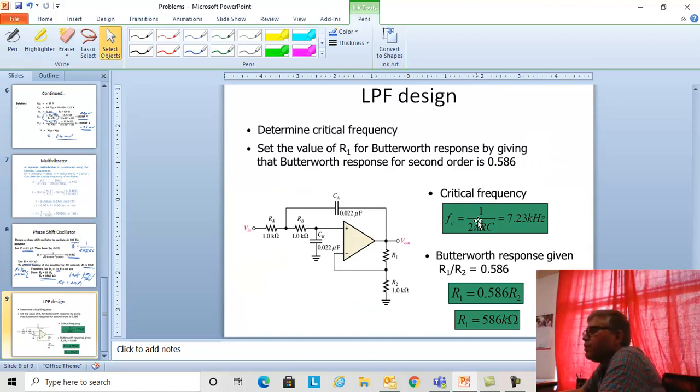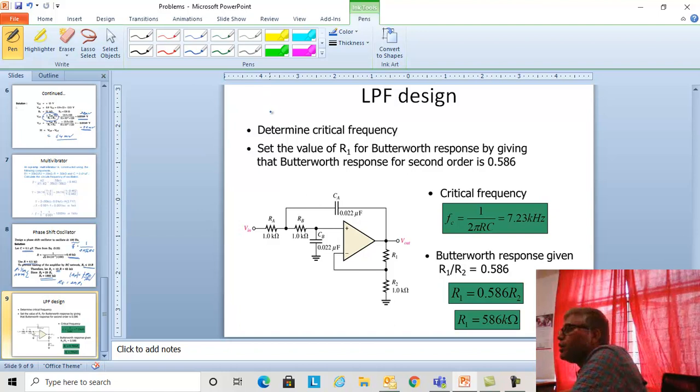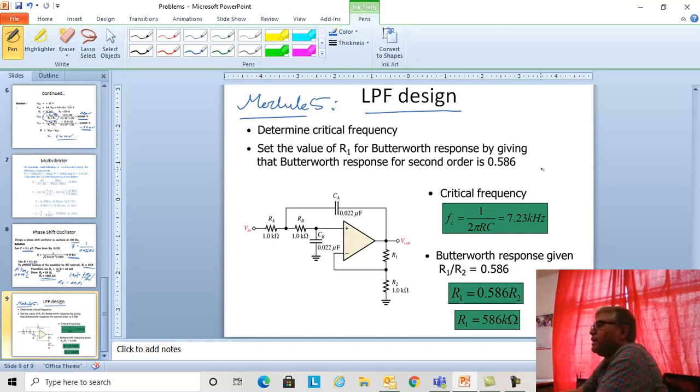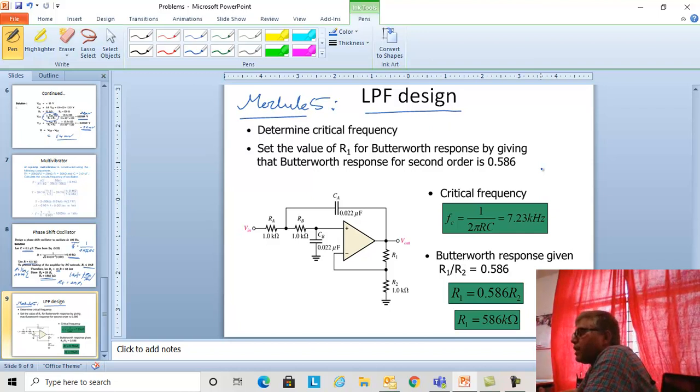Next one is module 5, because your Wien bridge oscillator also you may have to design similarly. I have not gone into that, so I will leave it to you. So this is module 5. I am giving one example in all the critical designs. The rest I want you to solve, design, and come prepared for your CAT 2.